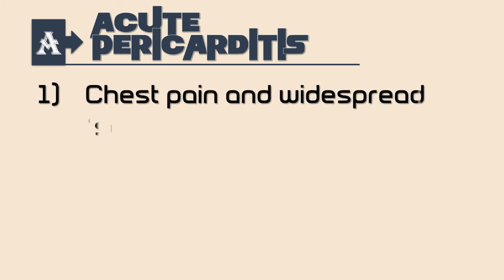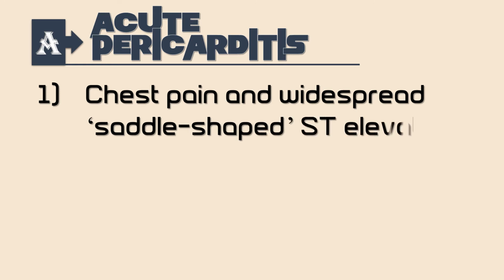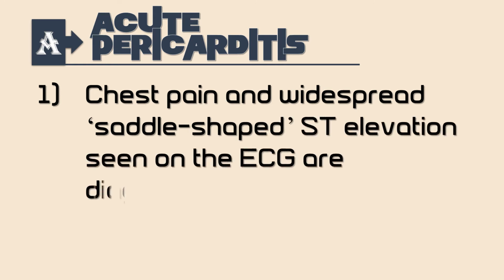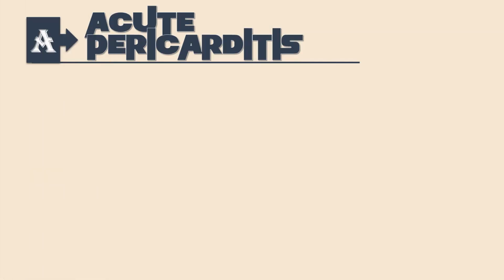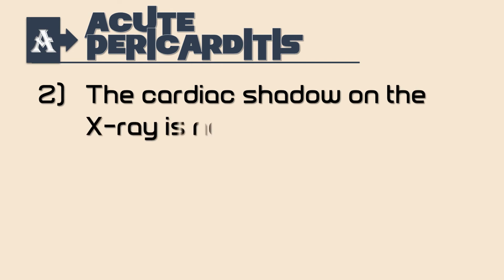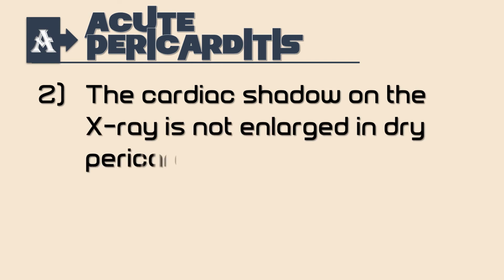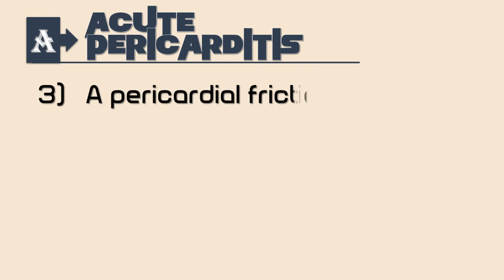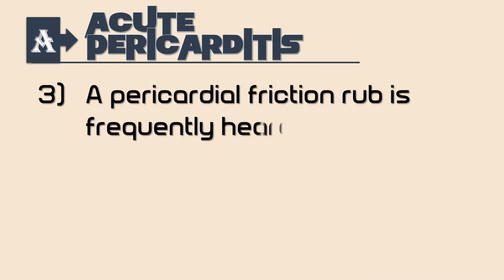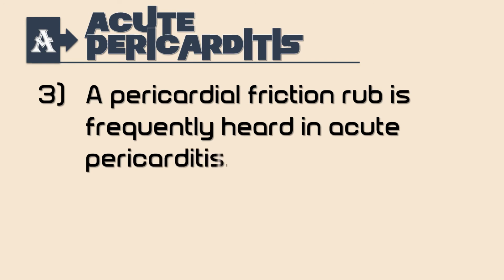The answer is again acute pericarditis for the following reasons. First off, again, the presence of chest pain and widespread saddle-shaped ST elevation seen on the ECG are diagnostic of acute pericarditis. Reason number 2 is the cardiac shadow seen on the chest X-ray is not enlarged in dry pericarditis. Finally, a frequently heard adventitious sound on auscultation in acute pericarditis is a pericardial friction rub.